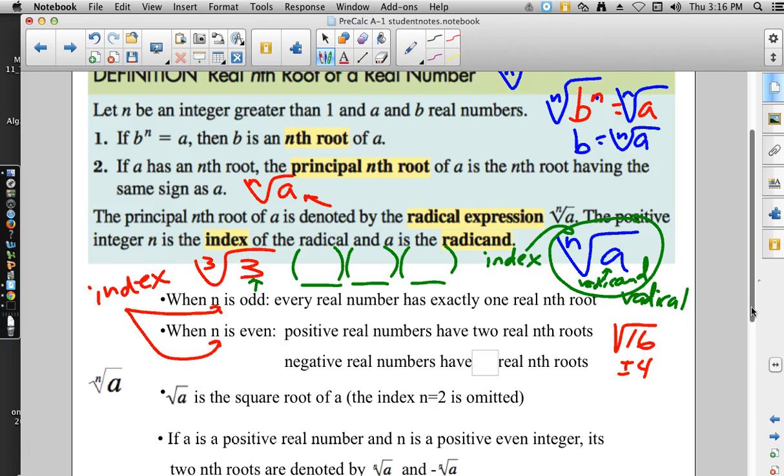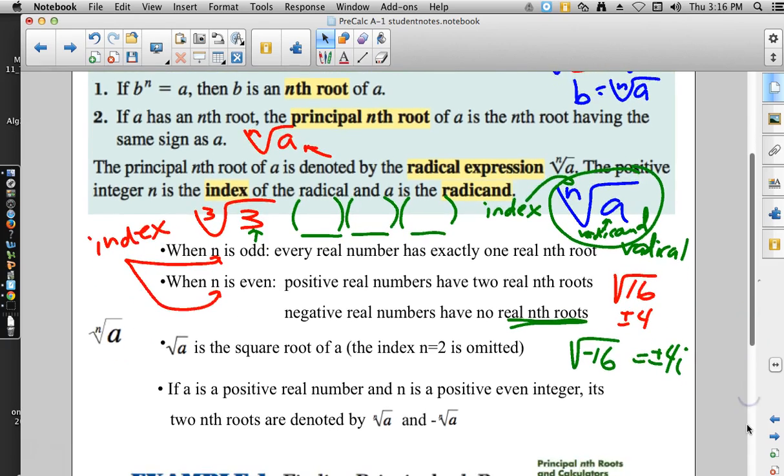So now they're asking us about this situation. And they're saying, what's going to happen? Well, if we remember our math from last year, we know that this should be a positive and a negative for i. And that's a problem because we need to know how many real nth roots it has. It doesn't have any. It does not have any. So when we're taking an even root of, as it says there, negative real numbers, we're not going to have any real nth roots as long as that index is even.